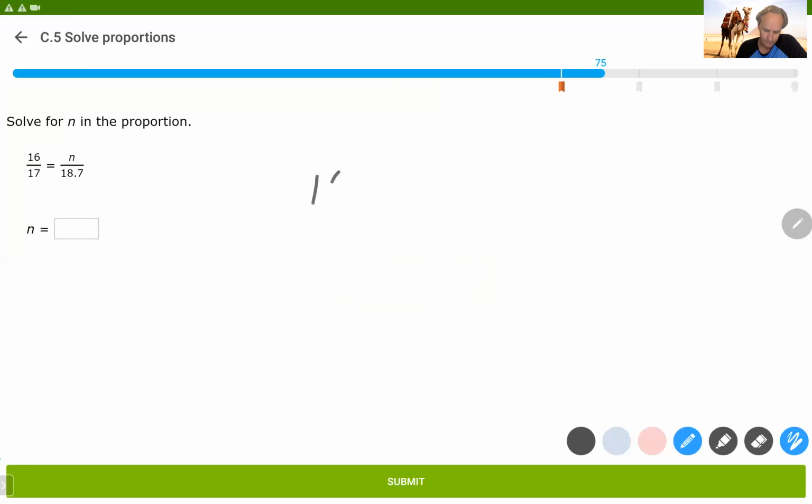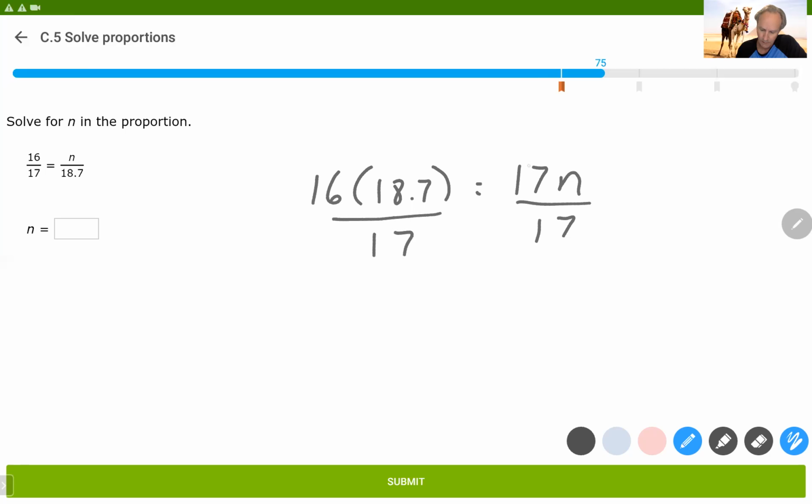16 times 18.7, 17n, and we're going to divide by 17. And here's what's going to happen here. I know that 17 goes into 18.7 1.1 times. It's because I practice multiplying by 11 a lot. And 1.1 times 16 is 176 with the decimal, 17.6.